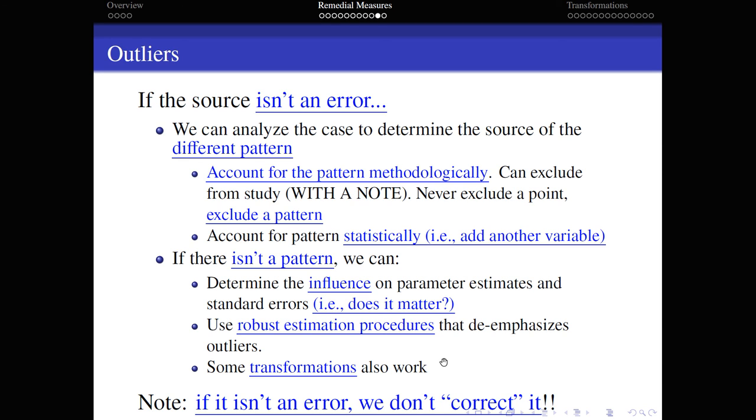Finally, and I will just say it one more time, we do not just get to change data values because we want to. If it isn't an error, if this outlier isn't somebody's error somehow, then we don't just get to change it or correct it. Again, if it is an error, we were doing inches and you gave me millimeters or something like that, then you can absolutely change it. But if it's not an error, you don't just get to correct it.